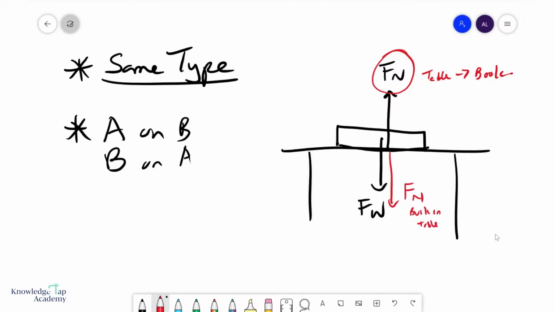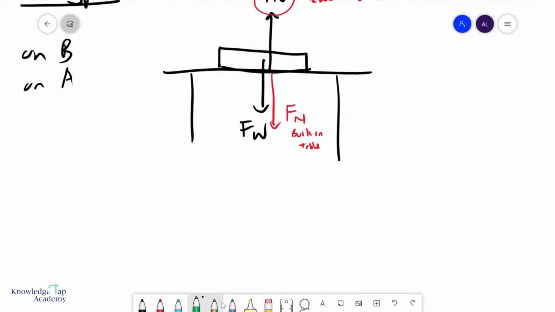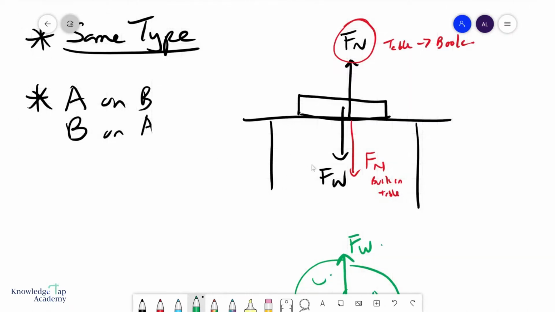Now, what about the weight? Well, the weight essentially is the force that the earth exerts on the book. And so the reaction force must be here: the gravitational force that the book exerts on the earth. We will talk about this more, of course, when we do gravitational fields. But this is the idea of Newton's third law, action-reaction forces.